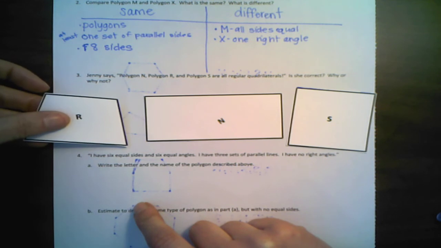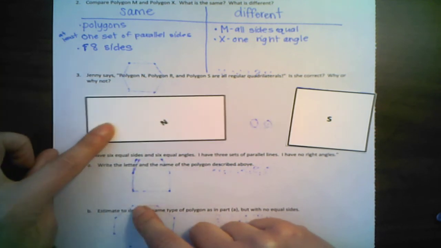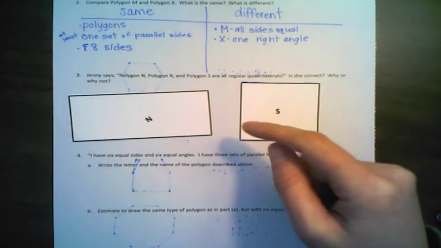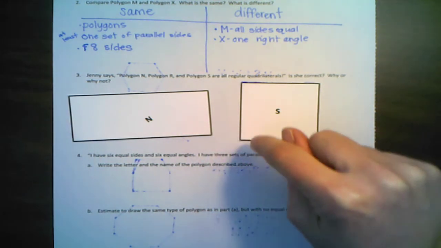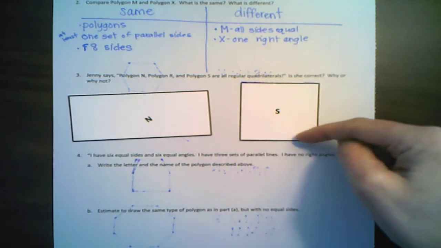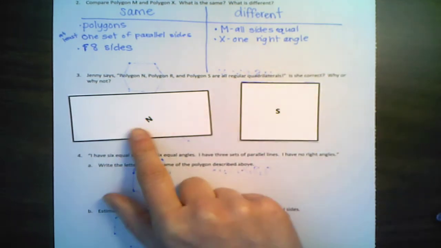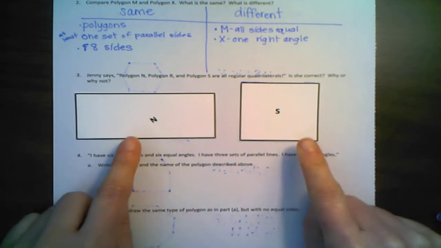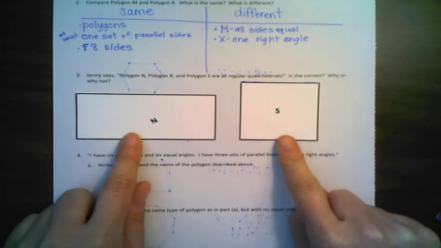It does not have 4 equal angles. This one has 4 equal angles. This one has 4 equal angles. We've got a right angle here, here, here, and here. Same for N. However, what was the other qualifying thing to make it a regular quadrilateral? I'm going to read it again. A regular polygon is a shape whose sides are all the same length. And that is only true of one of these shapes. It's only true of S, right?